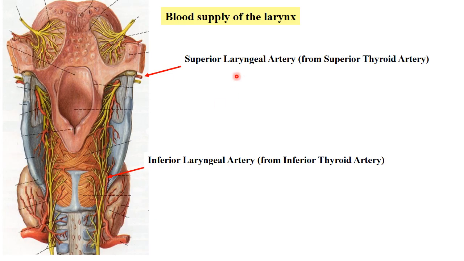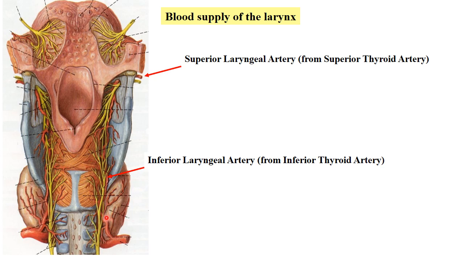In terms of blood supply, we're just mopping up things we already talked about. You already know about the superior laryngeal artery. That's the branch that comes off the superior thyroid artery, pierces the thyrohyoid membrane, and that's going to be the blood supply to the larynx above the vocal folds.